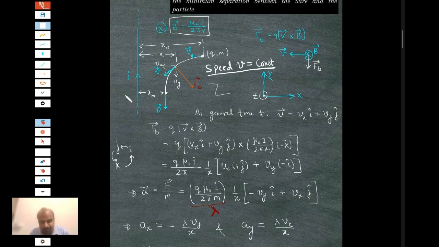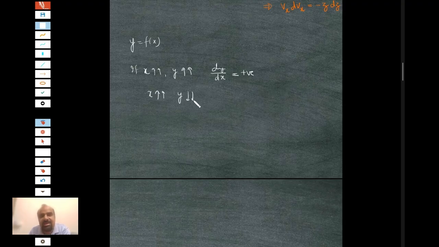Let me take a space here. Whenever we write a derivative, for example, suppose y is a function of x, and if it is an increasing function, that means if x increases and y also increases, then dy by dx must be a positive number. If x increases and y decreases, then dy by dx must be a negative number, because the slope will be negative. What if x decreases and y also decreases? Then actually it's an increasing function.